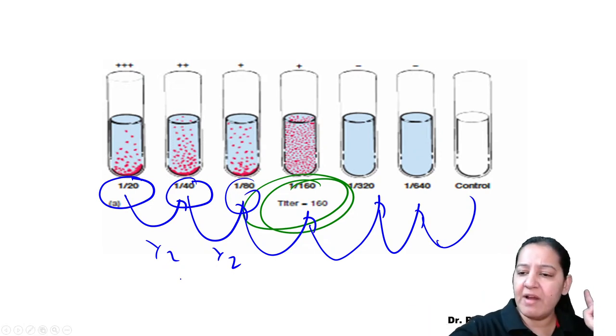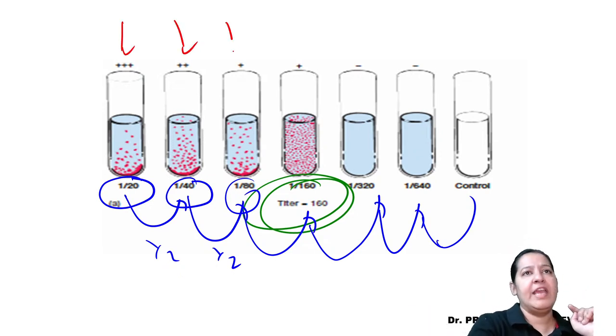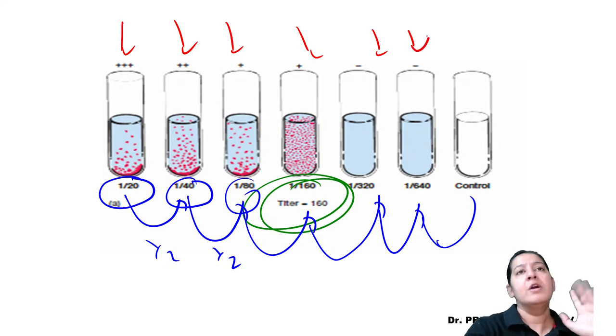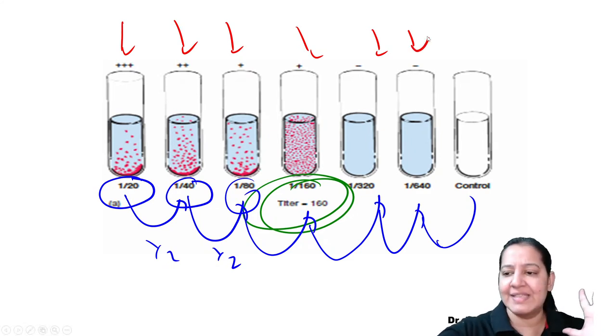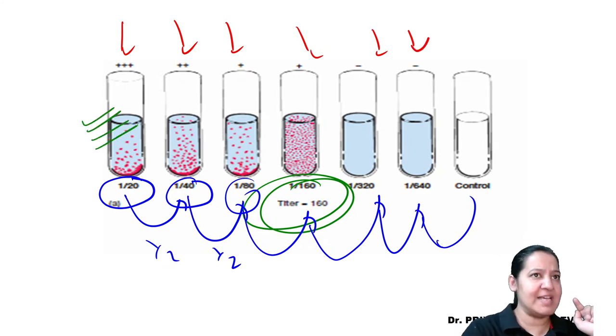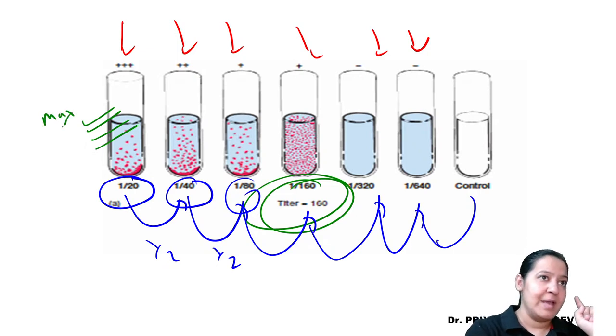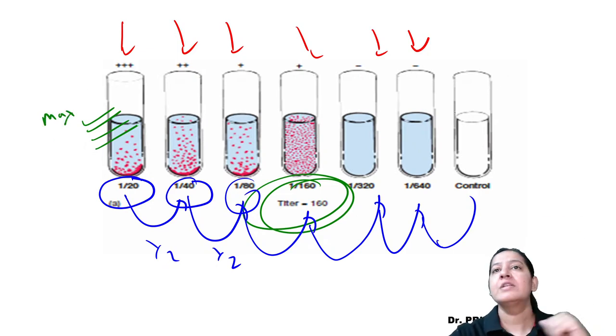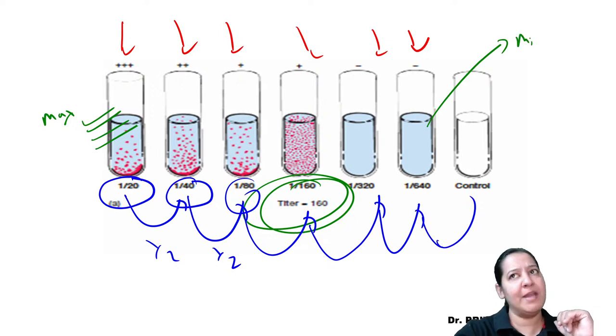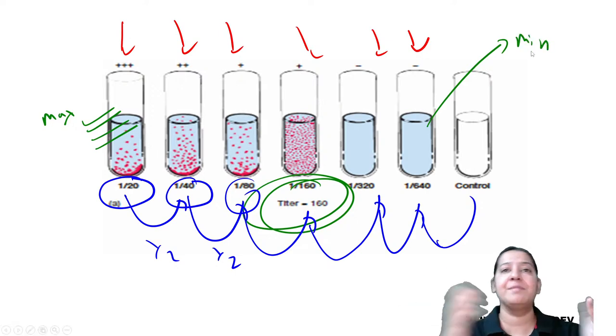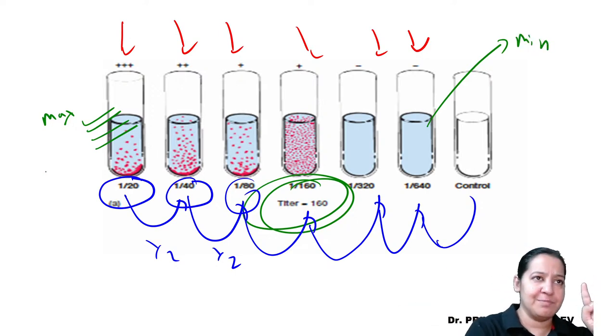Now put an equal amount of RBC in all of them. Common sense says that the first test tube contains maximum virus, and you are halving each time, so the last test tube contains minimum virus. So where will you get maximum hemagglutination? Hemagglutination is maximum here.